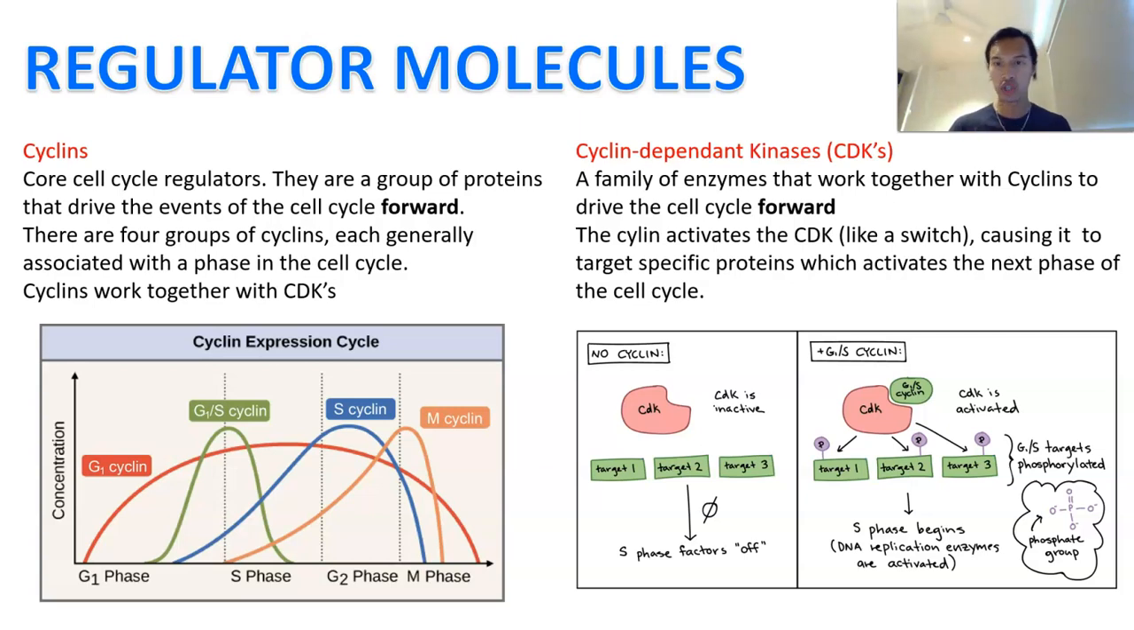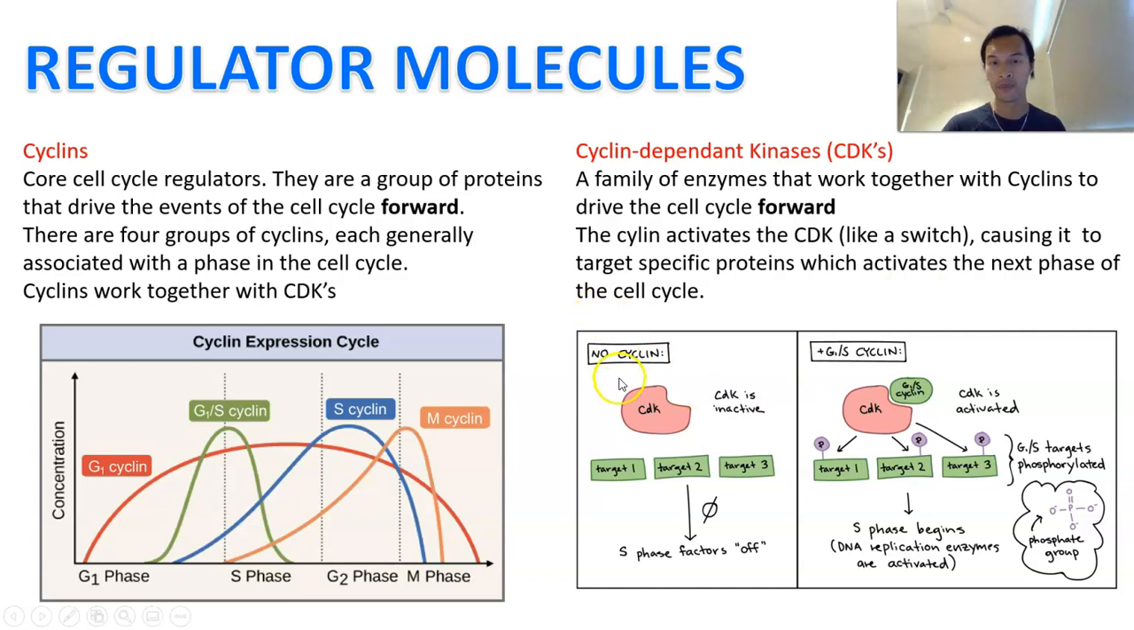The second associated molecules are what we call cyclin-dependent kinases, or CDKs. The two molecules work together. Cyclins and CDKs work together. CDKs are a family of enzymes that work together with the cyclins to drive the cell cycle forward, right? How it works is that the cyclin is going to activate the CDK like a switch, right? And then that CDK-cyclin combination, that complex, is going to target specific proteins within the cell that are going to activate the next phase of the cell cycle, right?